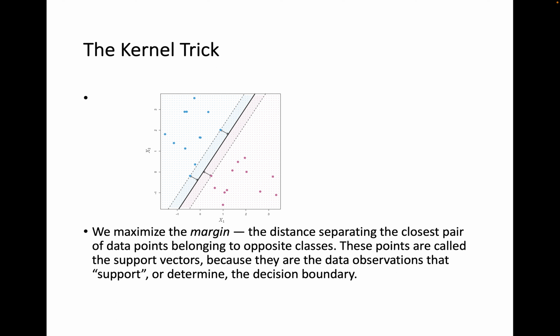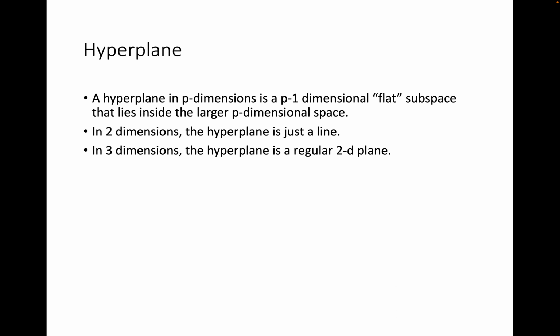We maximize the margin, the distance separating the closest pair of data points belonging to the opposite class. These points are called support vectors because they are the data observers. Support vectors we have already covered. The kernel trick.